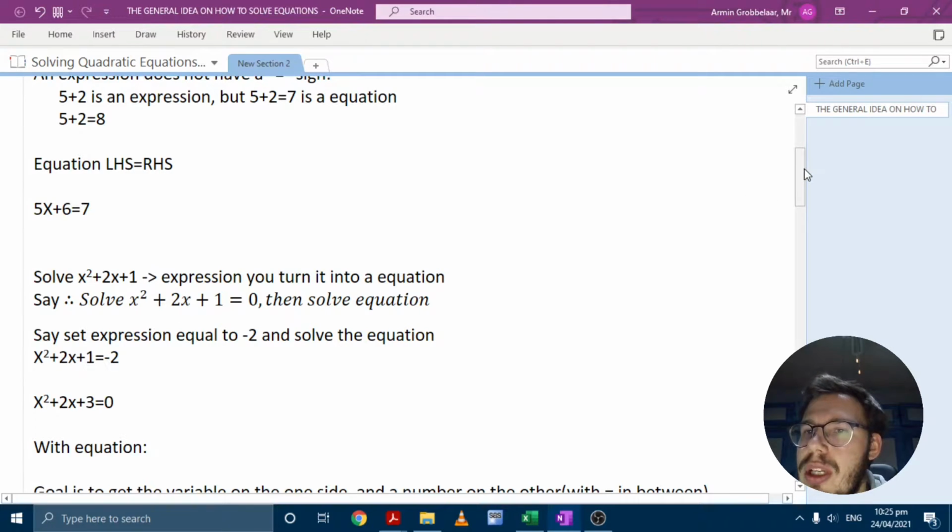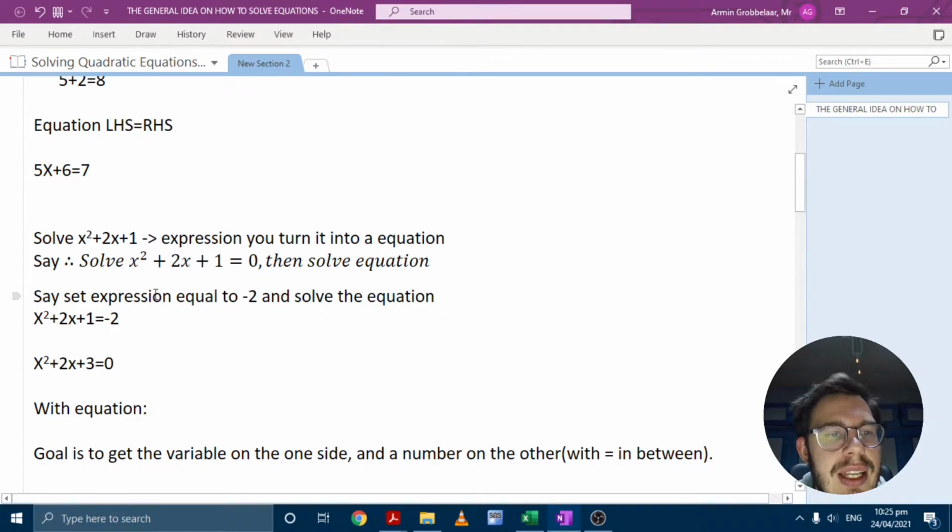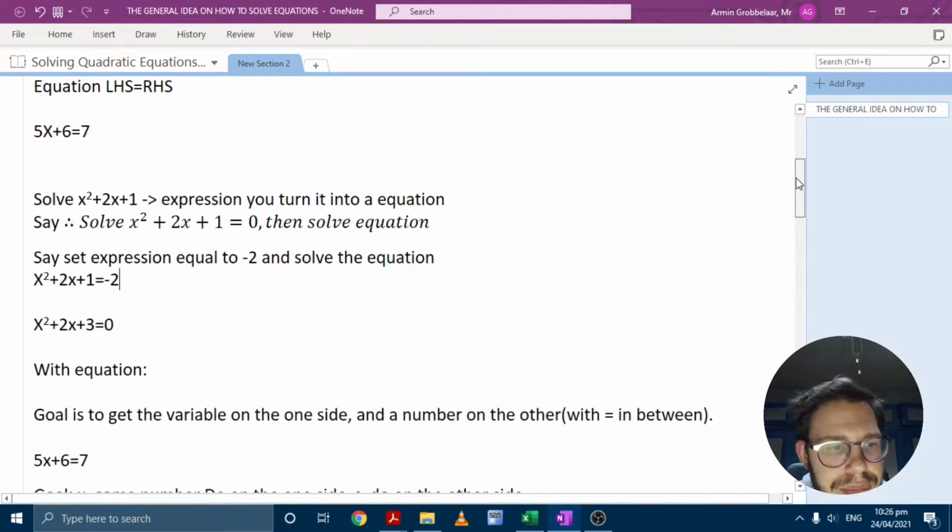But I think also what they can ask is, they can say set the expression x squared plus 2x plus 1 equal to minus 2, and then solve the equation. Then what you'll do is you'll say x squared plus 2x plus 1 is equal to minus 2, and therefore if you add 2 on the right-hand side and add 2 on the left-hand side, then you get x squared plus 2x plus 3 is equal to 0, and then you solve it. I did a video on this, I'll put it in the cards above.